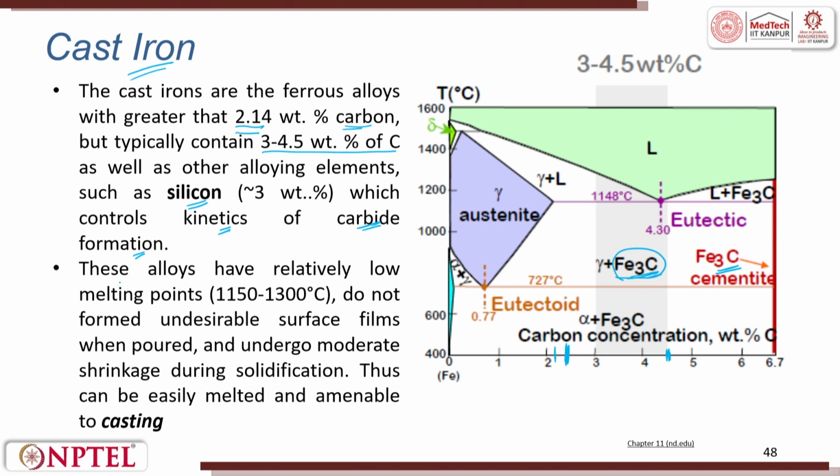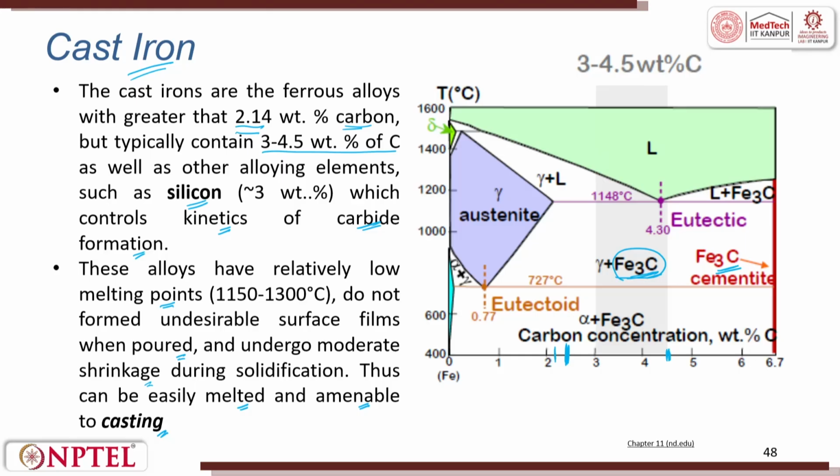These alloys have a relatively low melting point, do not form undesirable surface films when poured, and undergo moderate shrinkage while solidifying, so they can easily be melted and are amenable to casting. When we take metal to a molten state and pour it into a die or a mold, it will always demonstrate shrinkage. If the shrinkage is very large, then it becomes too difficult to control the geometry of the output.